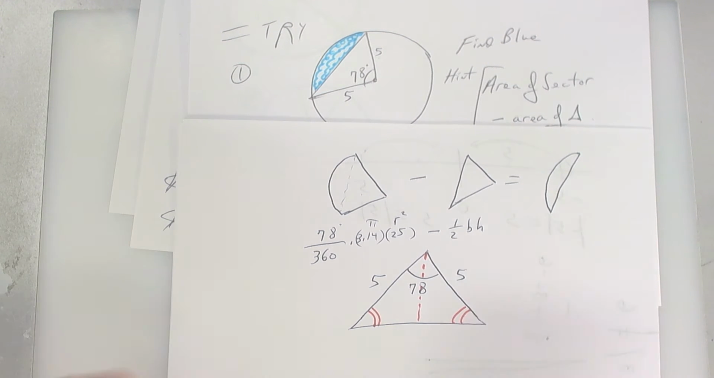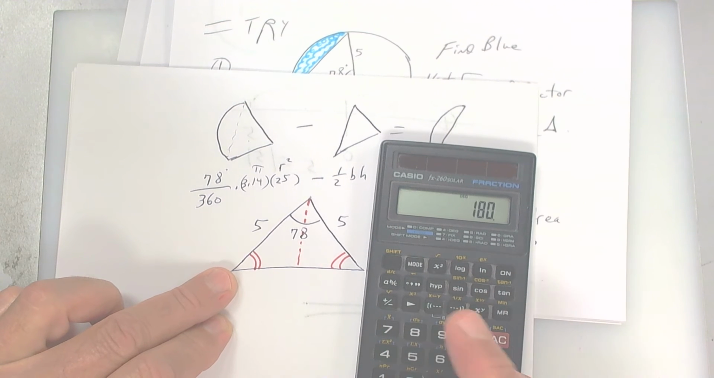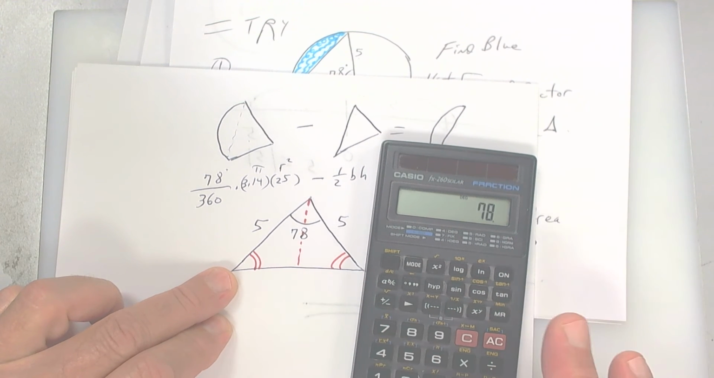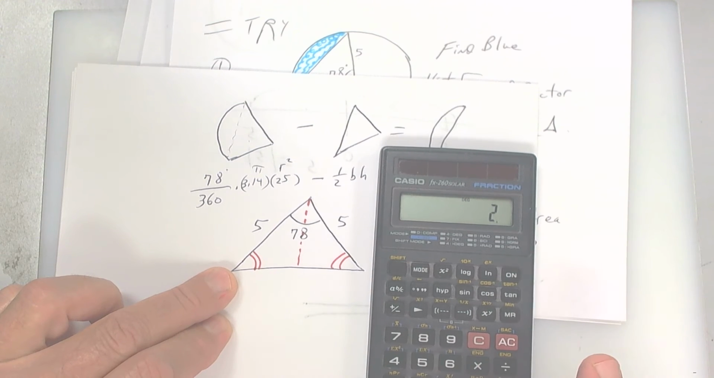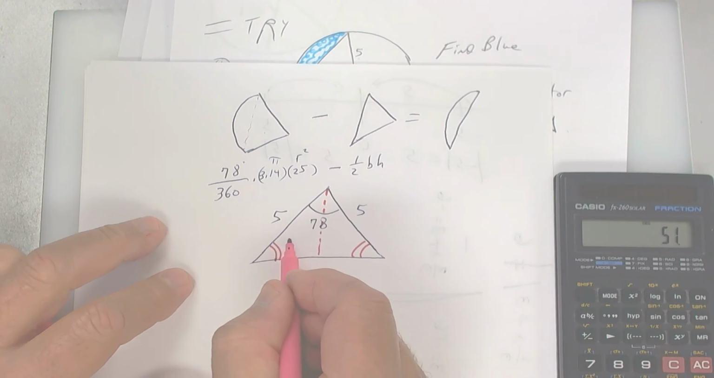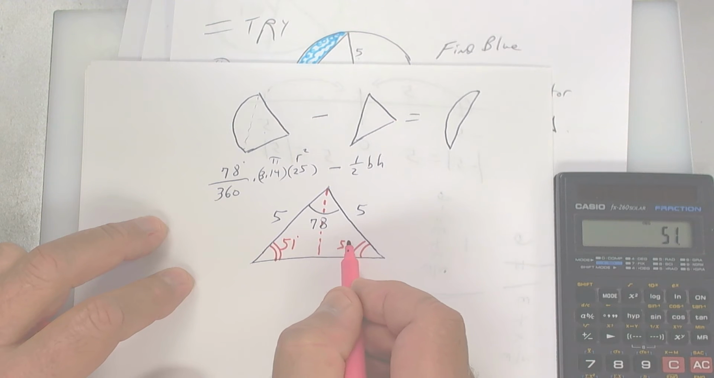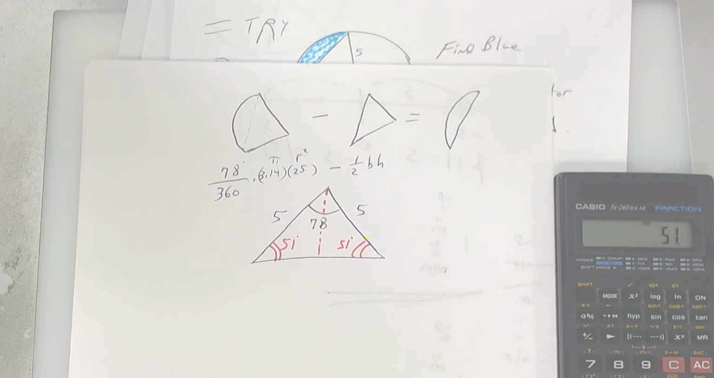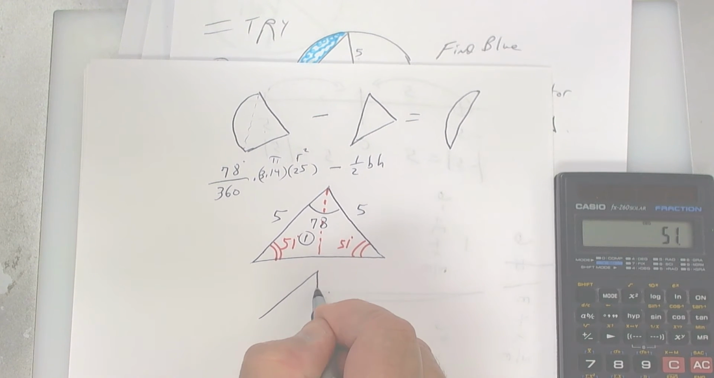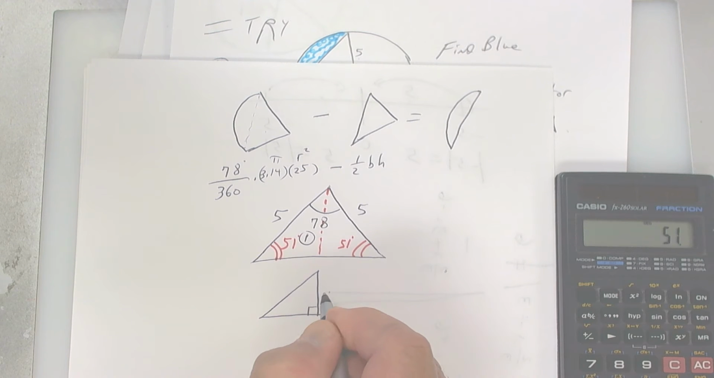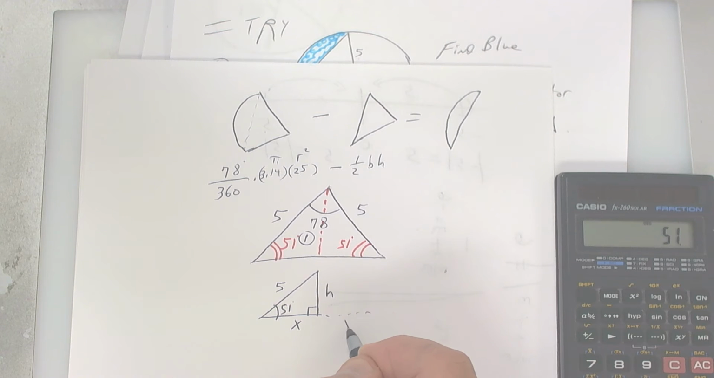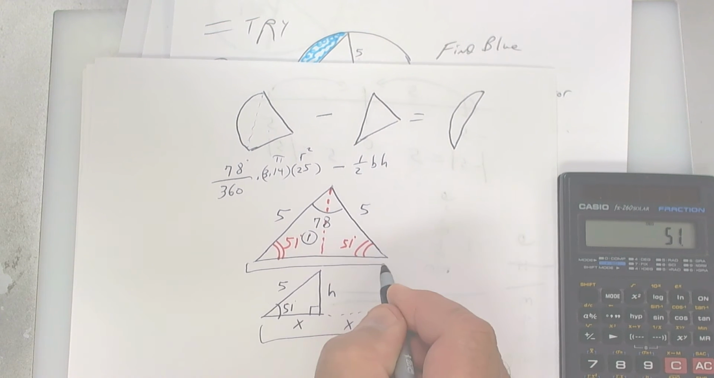So let's see what that is. Let's take 180, which is the whole triangle, minus 78, and then divide by 2, because we're going to split it in half. So this one is 51 degrees, and so is this one. All right, so what you want to do at this point is take out one of these little pieces. We need the height, so we're going to put an H here for the height. This is 51 degrees. This is 5. And we need this bottom piece down here, which I'm going to call X. Once you get X, you got to double it to get the whole base from here to here.